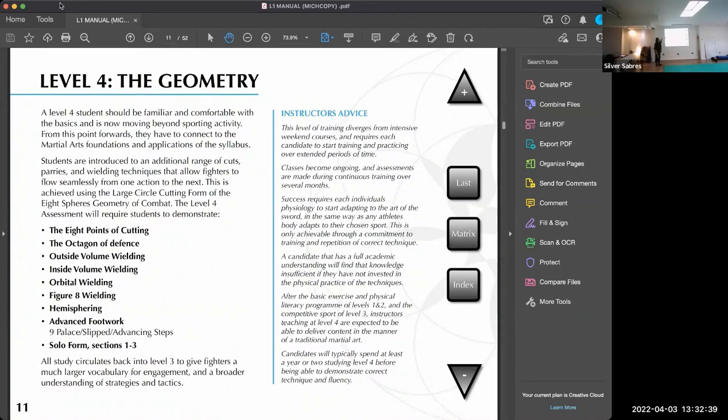Instructor's advice. This level of training diverges from intensive weekend courses and requires each candidate to start training and practicing over extended periods of time. Classes become ongoing and assessments are made during continuous training over several months. If we insisted on level 4 prior to combat, it would probably mean an individual would be in class for 18 to 24 months before they were allowed to fight the first time.